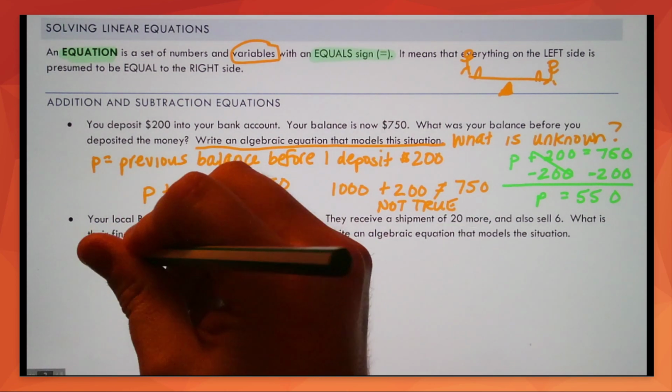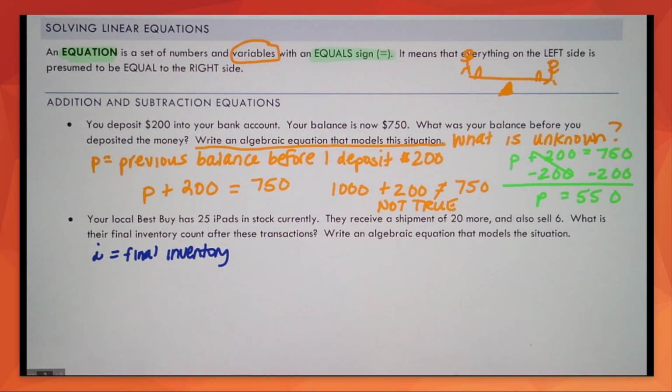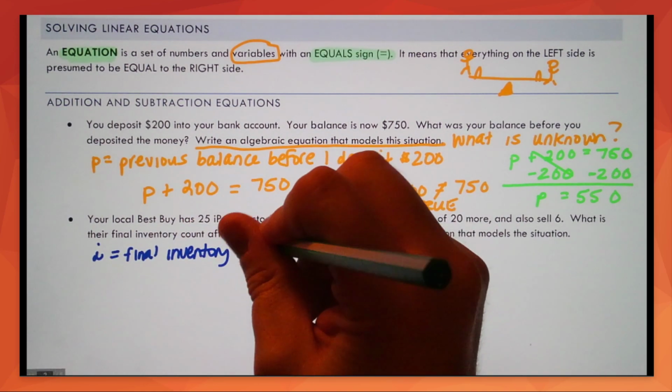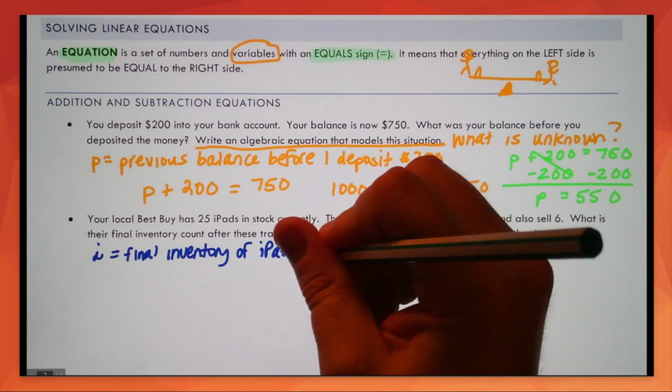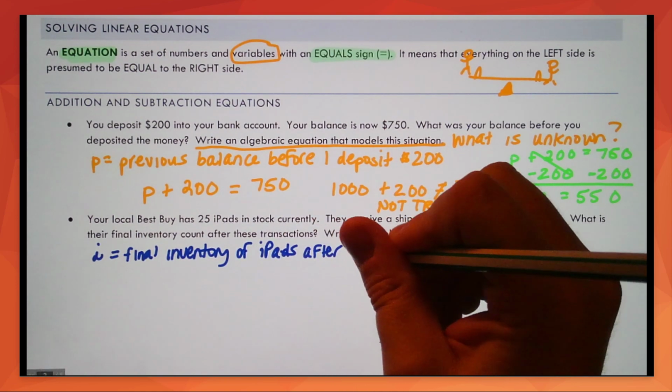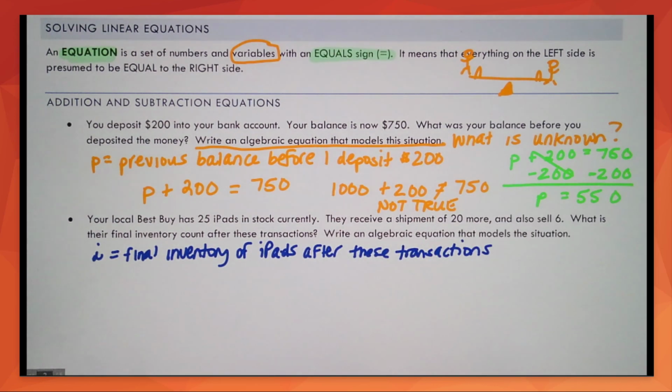I is the final inventory of what? It's the final inventory of iPads, and it's the final inventory of iPads when? It's after these transactions, okay? You might not always have to write all of this detail out, but it's good to do now because you need to really understand what the variable is representative of. What am I making a variable for, okay? And how are we going to solve for that?